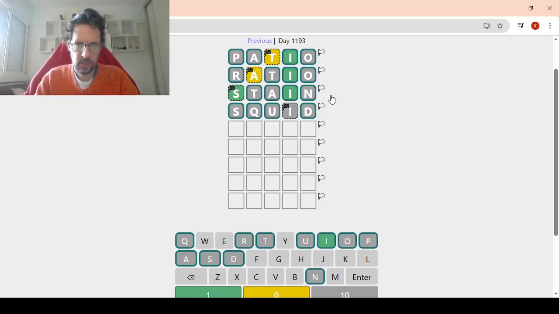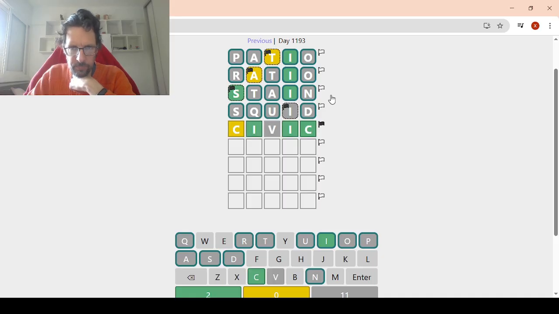Let's try civic. That would work. I don't like much repeating letters, but I'm having trouble thinking of a word, so let's try this. Oh, oh.